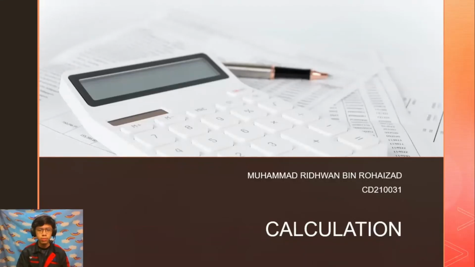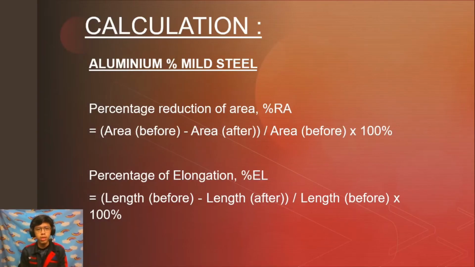Okay, Assalamualaikum. My name is Muhammad Ridwan Bero Haizat, matric number CD210031, and I will talk about my part, and that is the calculation. First of all, we need to get the percentage reduction of area and percentage of elongation. For percentage reduction of area, we use area before minus area after, divided by area before, times 100%. For percentage of elongation, we use length after minus length before, divided by length before, times 100%.